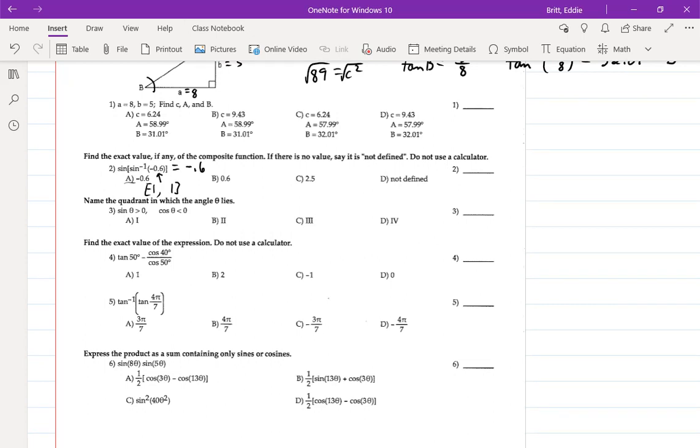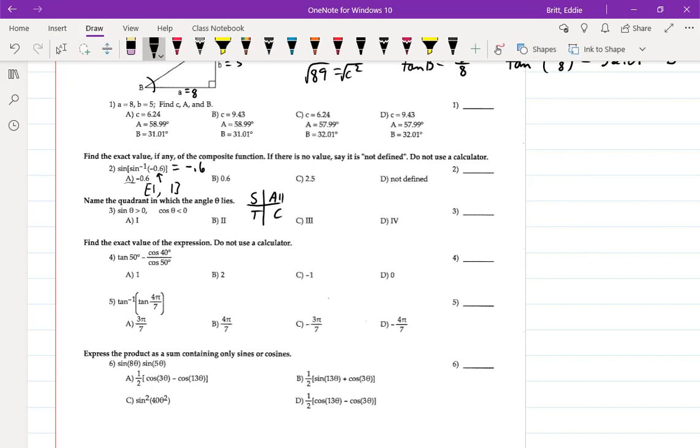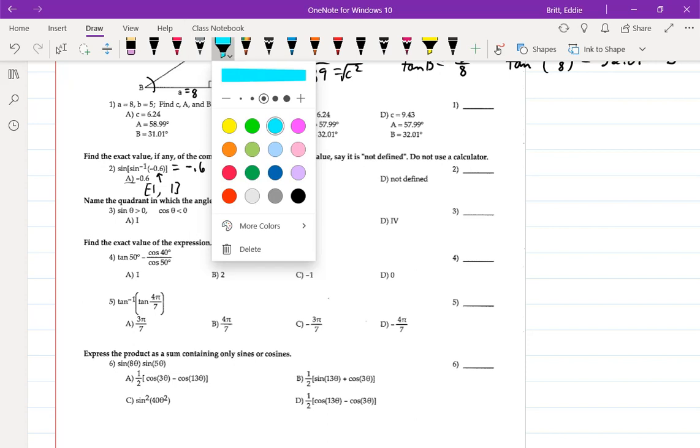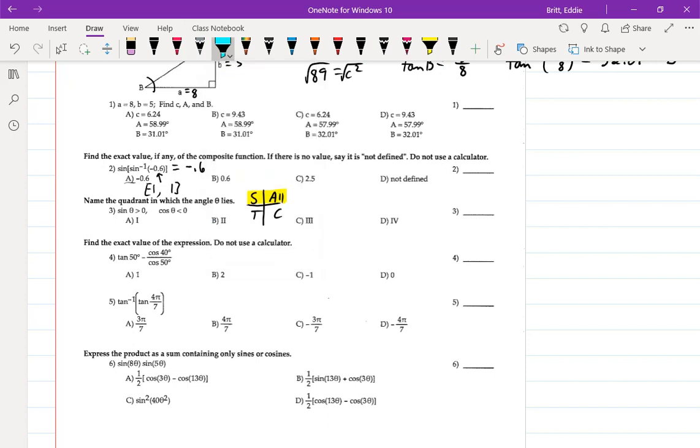All right, on number 3, we want to know the quadrant where theta lies if sine is greater than 0 and cosine is less than 0. So I'm going to write my salty C chart up here. Sine is greater than 0. That means sine is positive. Sine is positive here and here. And then cosine is less than 0. That means cosine is negative. Cosine is negative where? Here and here. So whichever quadrant overlaps, which you can see is quadrant 2, that's where theta lies. So the answer is quadrant 2.